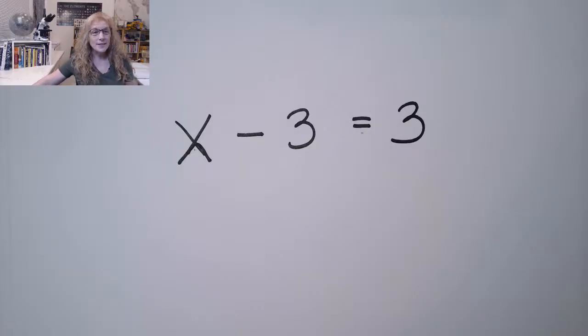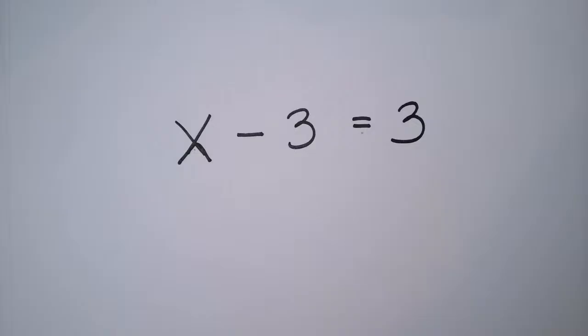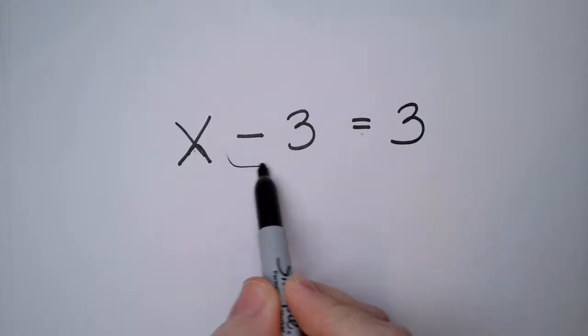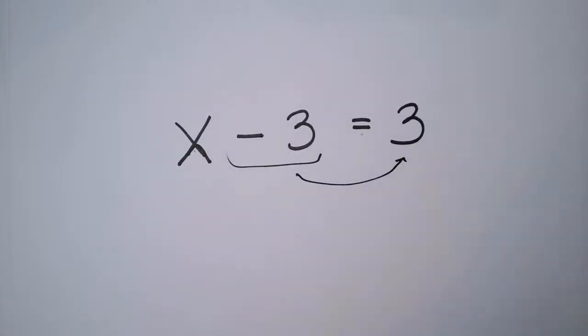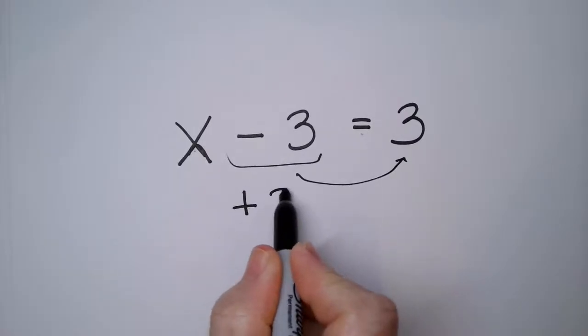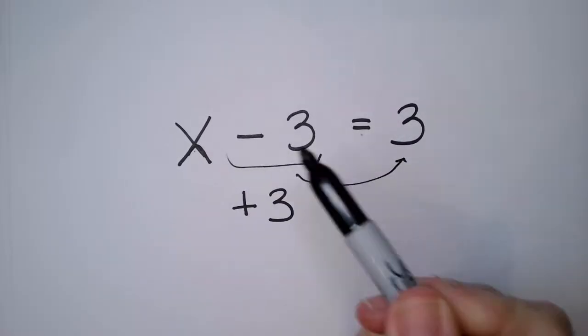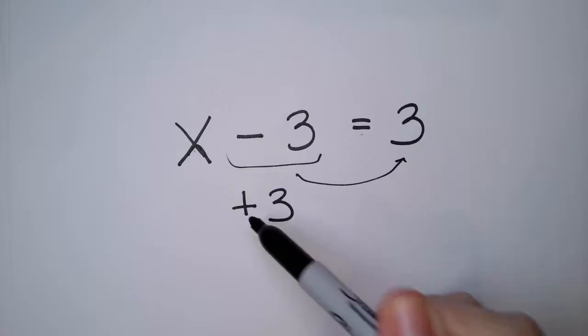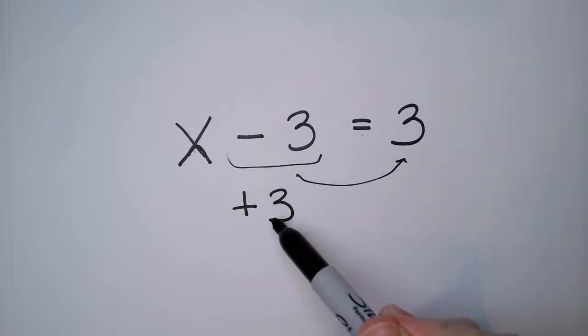Just because we're new at this. It's like the first time you rode a bike, a little wobbly. Good thing there were training wheels back there. Same thing with algebra. So I need to get this term over here, and the way I do that is by adding 3. Whatever the sign is, it's going to be the opposite. If this was x plus 3, this would be minus 3. So it's x minus 3, so it's going to be plus.